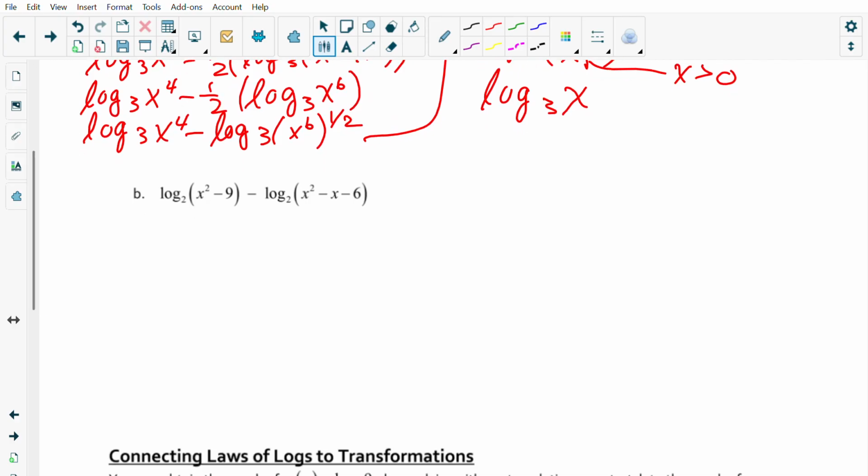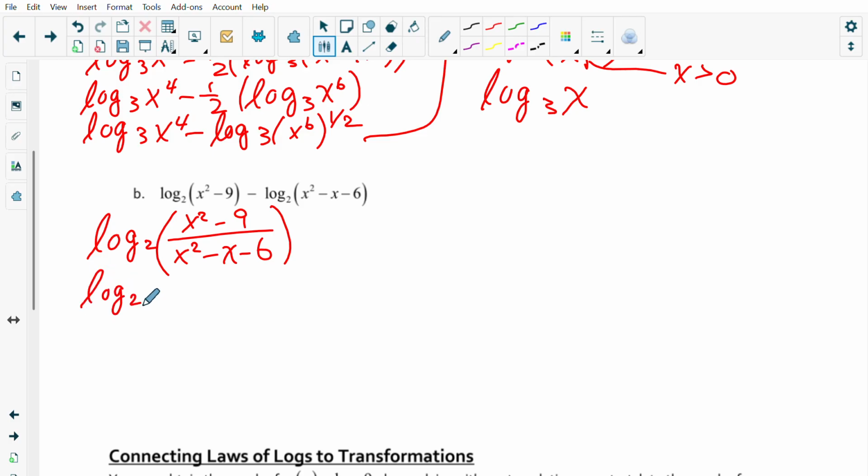Okay, letter B, next one. Just ramping up the complexity here. Log base 2 of x squared minus 9 minus log base 2 of x squared minus x minus 6. Okay, this one, same base. I'm going to apply the quotient law. Log base 2 of (x squared minus 9) divided by (x squared minus x minus 6).